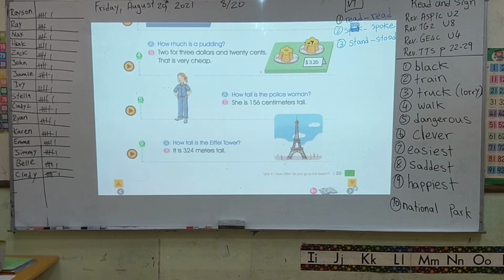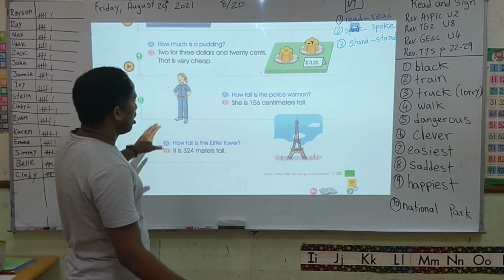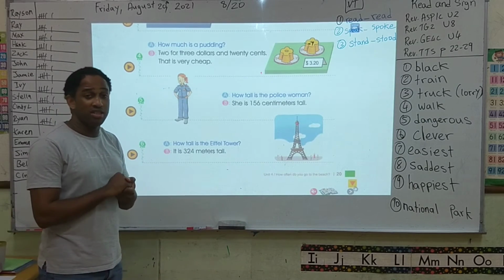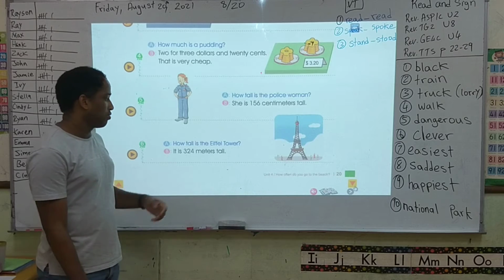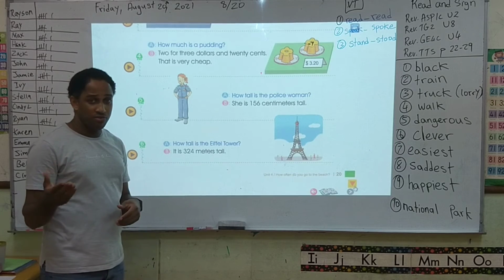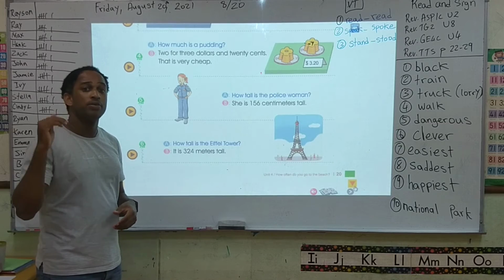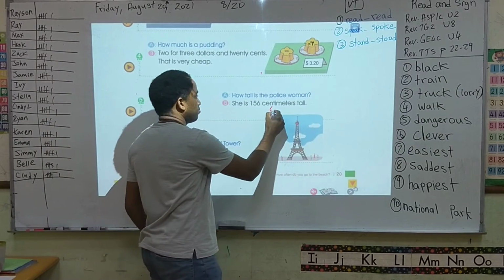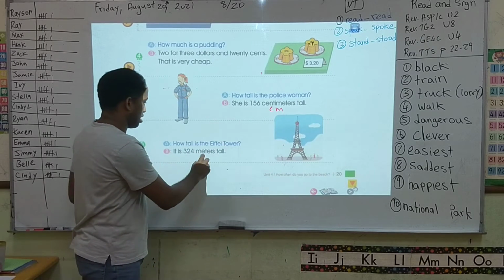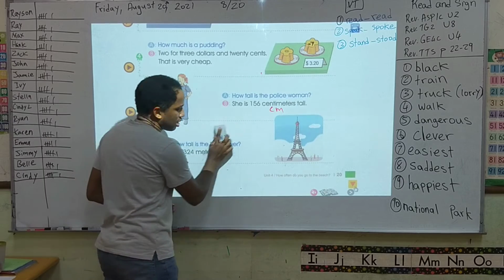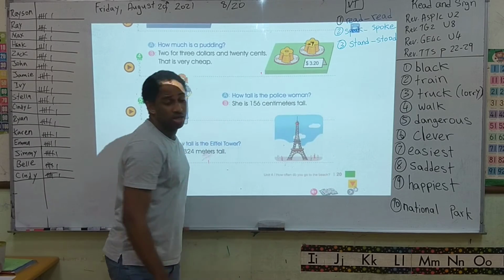Now we're going to how tall. How tall is the policewoman? She is 156 centimeters tall. How tall is the Eiffel Tower? It is 324 meters tall. Centimeter is cm, meter is m. Good. Now let us turn to page 21.